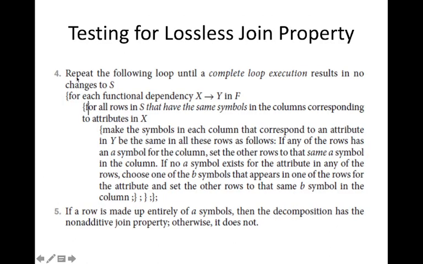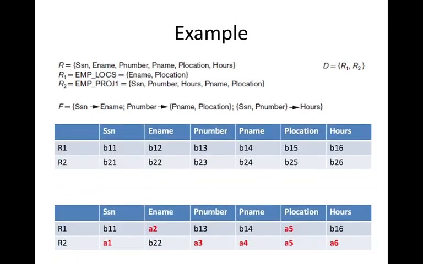Now the fourth step: we have to repeat the following loop until a complete loop execution results in no changes in S. For each functional dependency X to Y in F, we take each functional dependency. For all rows in S that have the same symbols in the columns corresponding to the X part, we have to change the symbols of Y to match. We will see what this step is, then you will come to that algorithm. Otherwise it will be difficult.